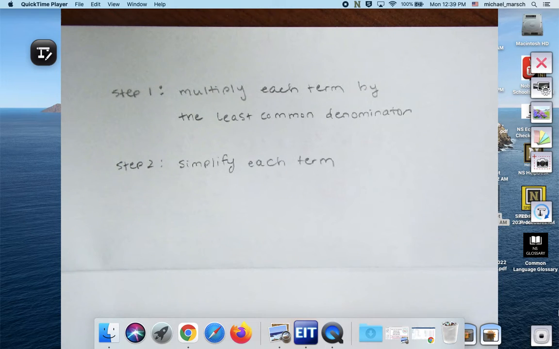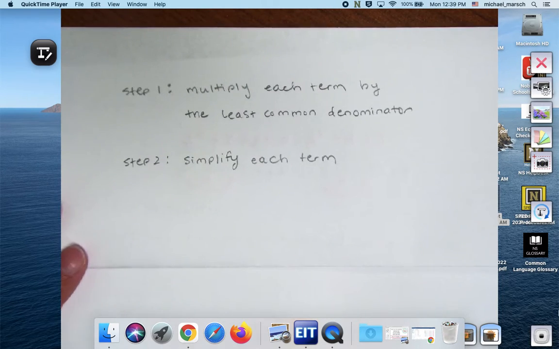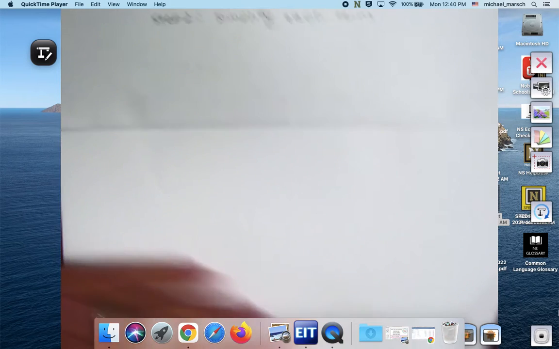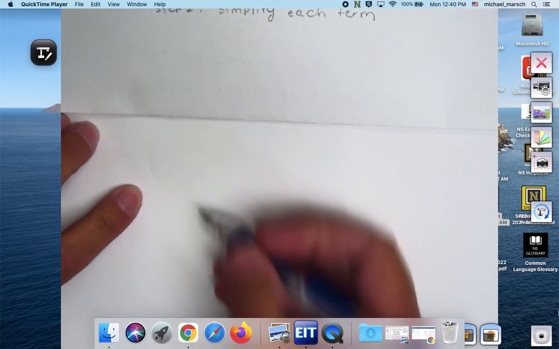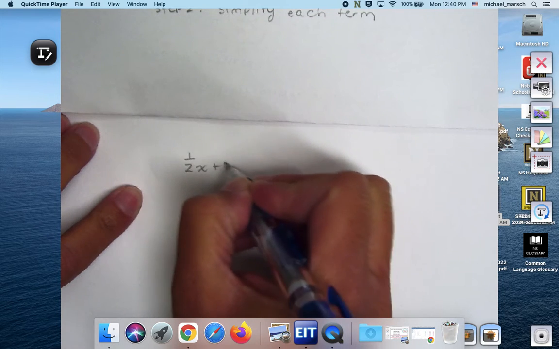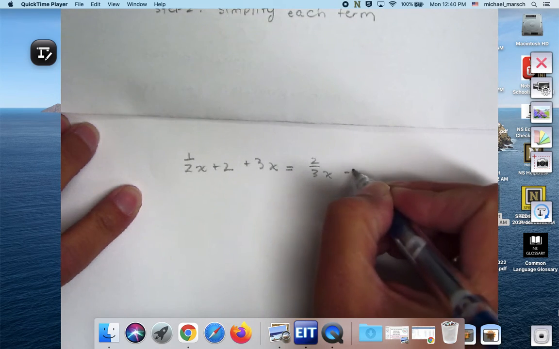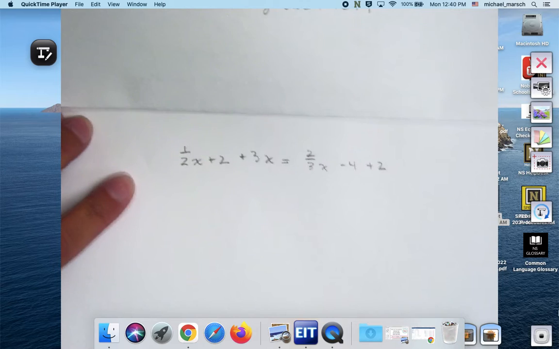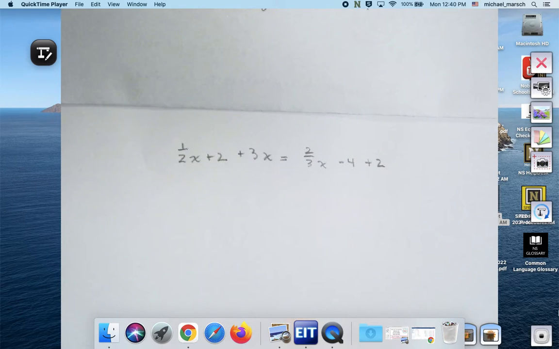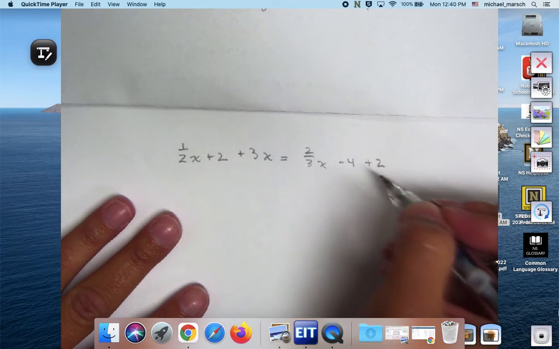Because it can get pretty ugly when you're adding and subtracting and multiplying and dividing by fractions with whole numbers. It just gets nasty. So we clear them. We do something to eliminate them from our equation to make our equation solving easier. So I'm now going to go down here where it says clear fractions. I'm going to rewrite where I left off: 1/2 x plus 2 plus 3x equals 2/3 x minus 4 plus 2. Right, so I'm showing each step, and I just keep rewriting where I left off so you can see the new step that I did.